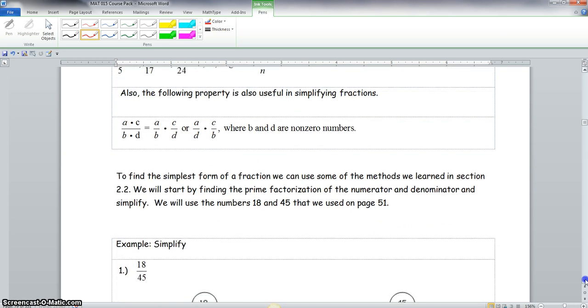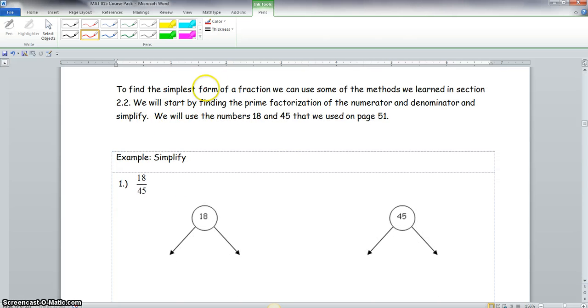Okay, now, to find the simplest form of a fraction, we can use some of the methods we learned in section 3.2. In section 3.2, we would start by finding the prime factorization of the numerator and denominator and simplify. We will use the numbers 18 and 45 that we used on page 51.